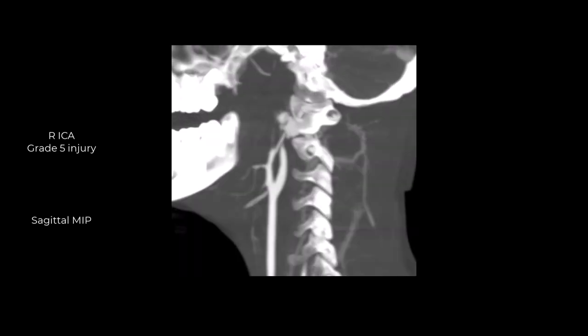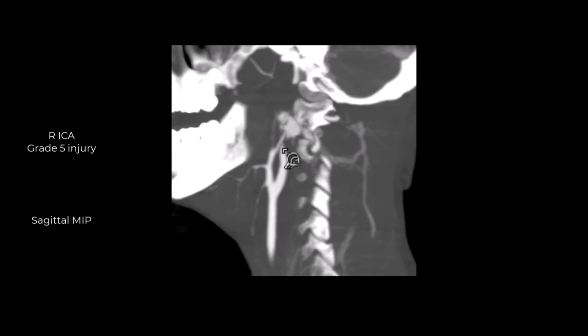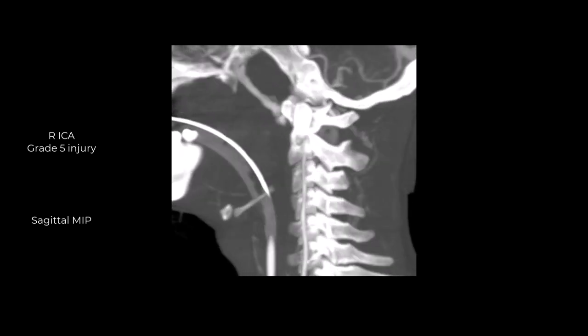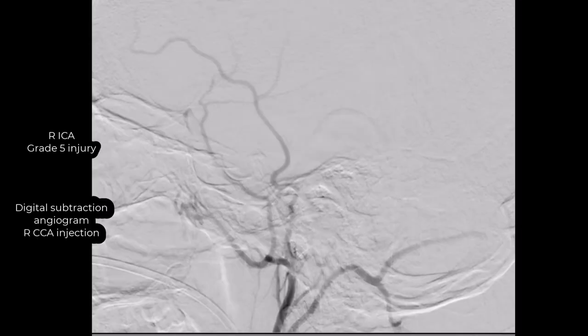On sagittal reformatted images, we can see the carotid bulb, the narrowing of the internal carotid artery, and all the extravasated blood in the tissues in the vicinity, extending all the way to the oral cavity. That patient underwent a surgical ligation of the right internal carotid artery.